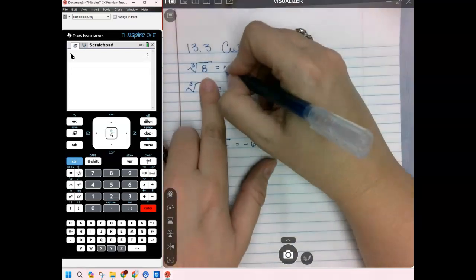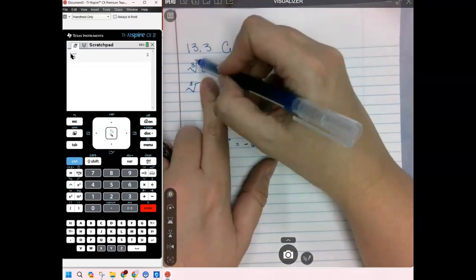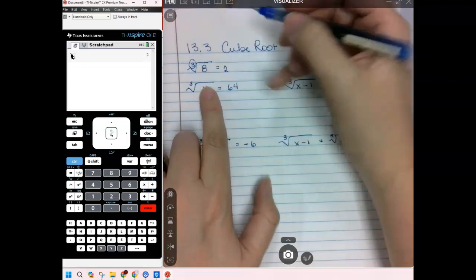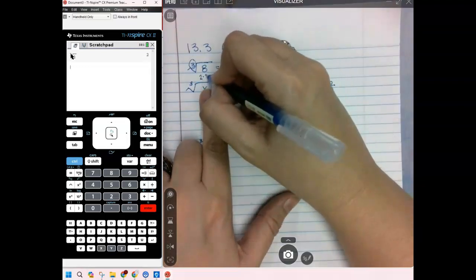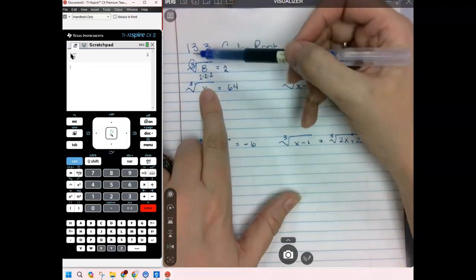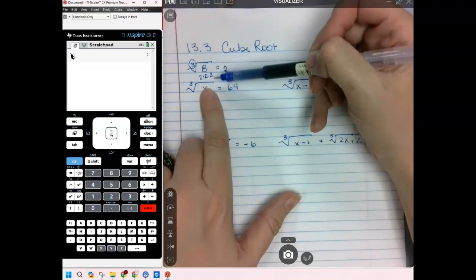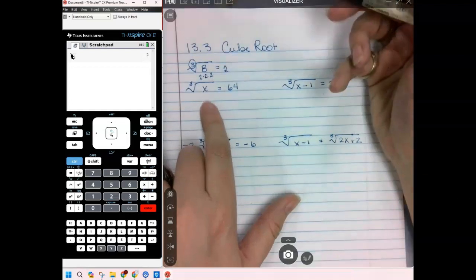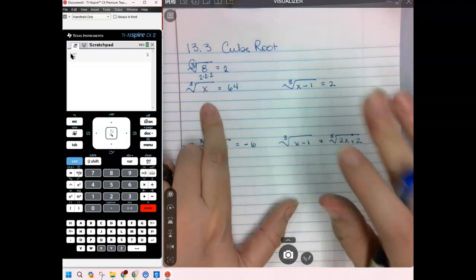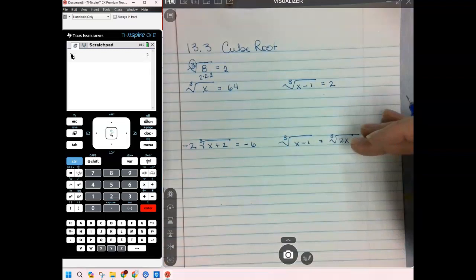That's because it's saying, what times itself 3 times gets me 8? Well, 8 is 2 times 2 times 2. The cube root says I need something that multiplies together 3 times to give me the answer. So to work these, we do them just the opposite of how we did the previous ones.